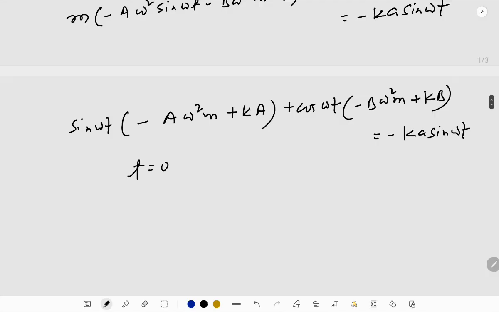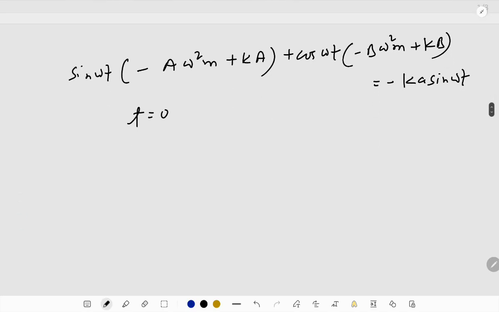This is the trick to solve this problem. You can take any value of t you wish, because this is valid for all values of t. Otherwise, it doesn't mean anything. So I'm going to put t equals 0, and I get sine omega t equals 0. That means this whole thing is 0, and cos omega t equal to 1.